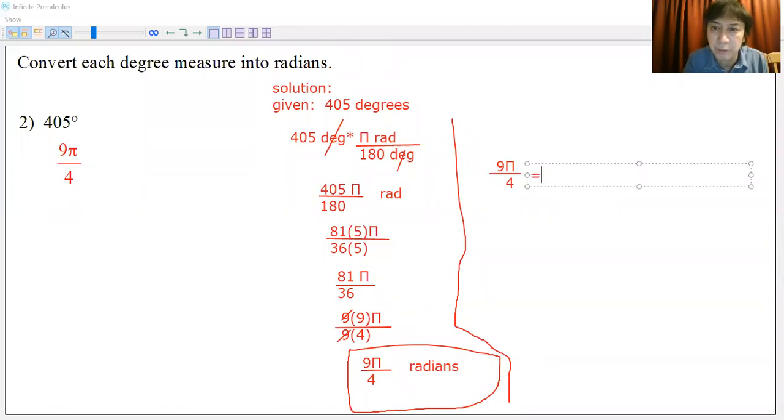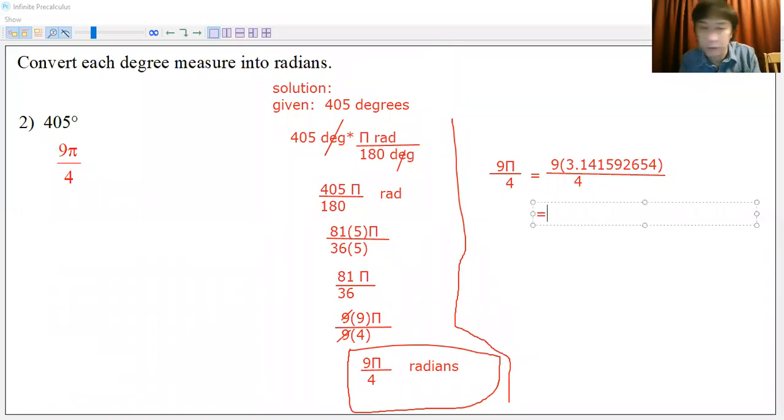All right, so this will be equals, and then we have the 9 there. 9 times pi, that's 9 pi. So that means 9 times 3.14592654, the equivalent of pi, and this divided by 4, like this. So these are now pure numbers. All you need to do is multiply the 9 and the 3.14, and then divide the result by 4, and we have the answer. Okay, so this will be equal to, let's compute.